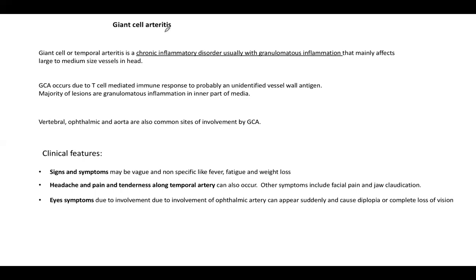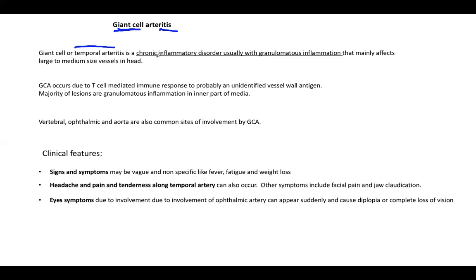So we'll start with giant cell arthritis. The giant cell is named because there are giant cells on histopathology. So it's easy to remember if they ask what type of cells are seen in histopathology. One type of cell which you see are giant cells. It's also called temporal arthritis because the superficial temporal artery is commonly involved in this condition.